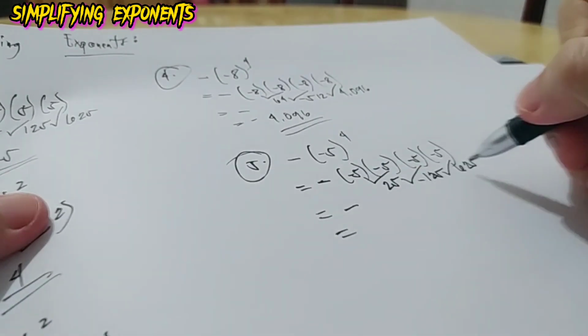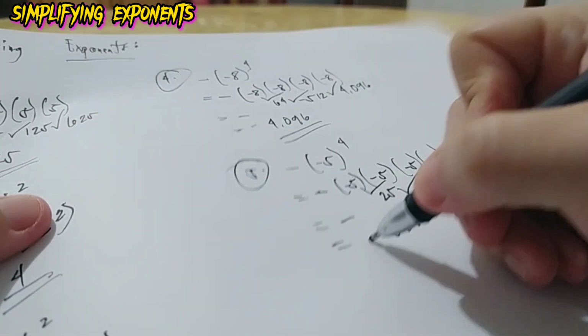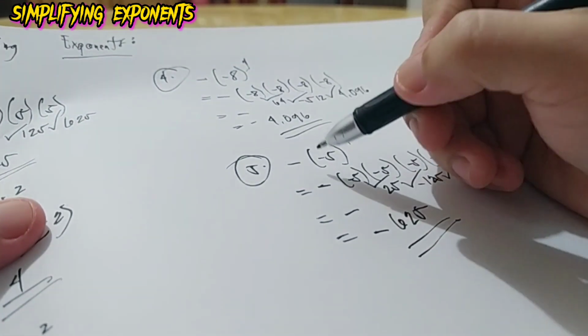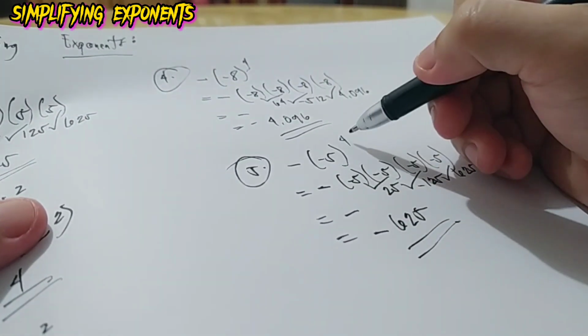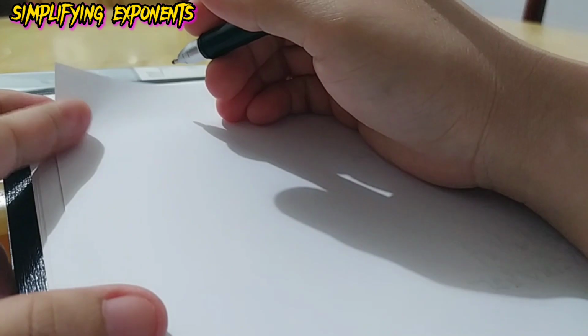So, 625, copy the negative sign. There, the negative of negative 5 raised to 4. That's it, guys. Now, for our sixth example, let's jump to negative exponents.